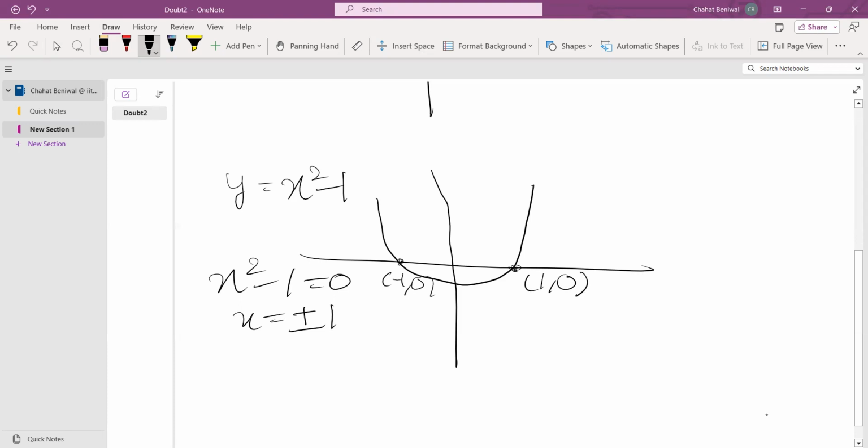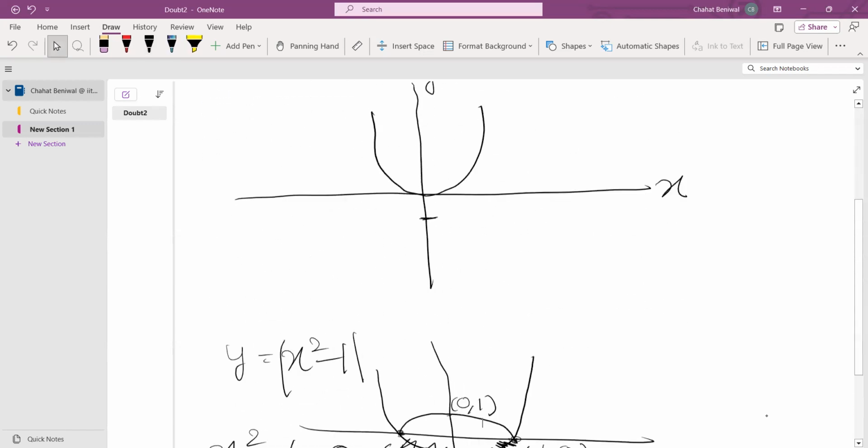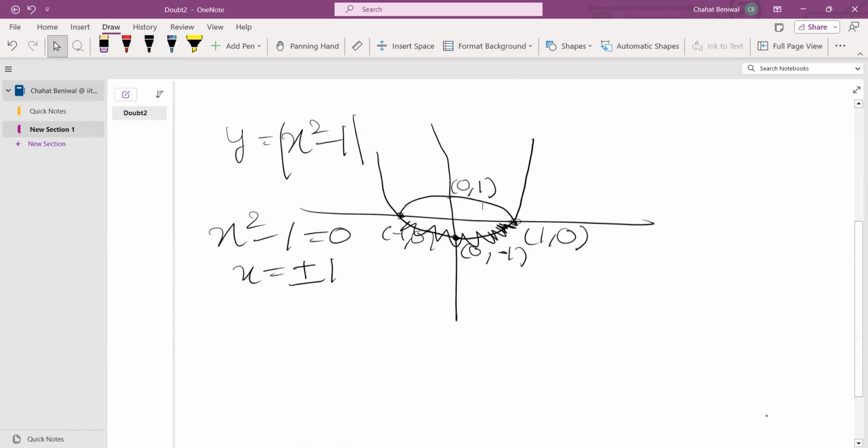Okay, but we have to take the modulus of this graph. That means all the part which is below the x-axis is going to come above. And since it was shifted by 1 unit, the coordinate would be 0 comma minus 1, but we have shifted it upside, so now its coordinate is going to be 0 comma 1. Okay, what was the next thing? It is y is equal to 1.